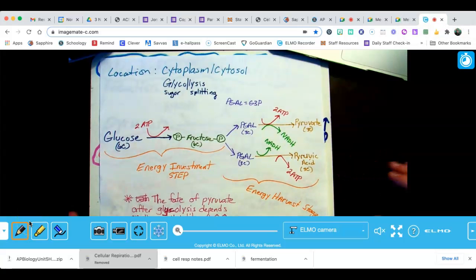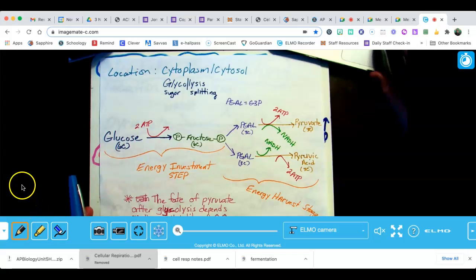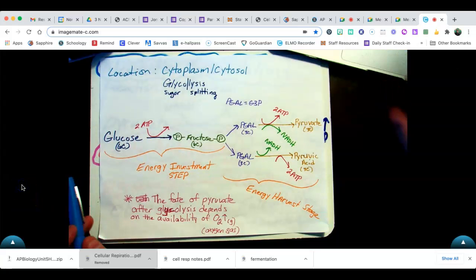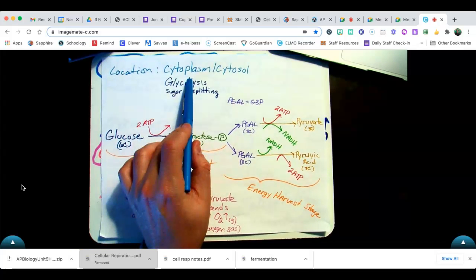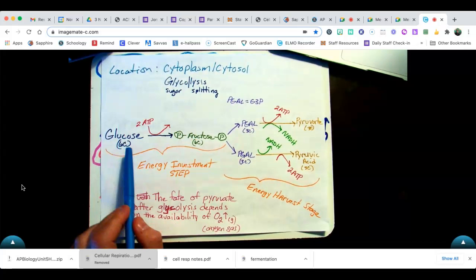Okay, so just a quick recap of glycolysis. Remember that in glycolysis, ultimately glucose is coming in. This process takes place in the cytoplasm. So when glucose comes in, we need to kind of lock it in place and get the ball rolling here.